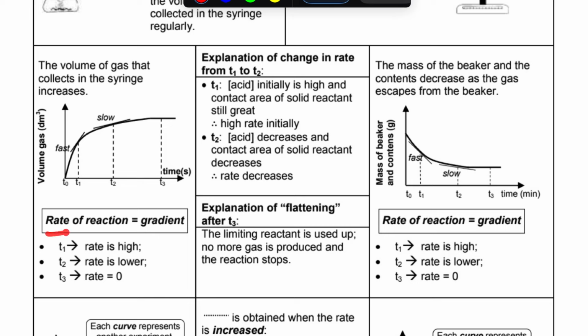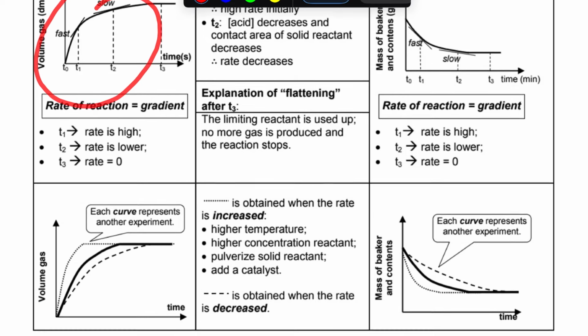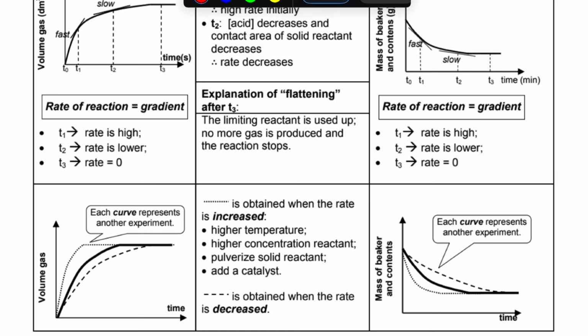Now it says here rate of reaction equals gradient. So the gradient at T1 is high, lower, and then equal to 0. So guys, this explanation explains this graph. And then if you're repeating the experiments, you have experiment 1, experiment 2, but you're increasing one of the factors. Let's say you're doing it at a higher temperature or higher concentration, higher surface area, or you're adding a catalyst.